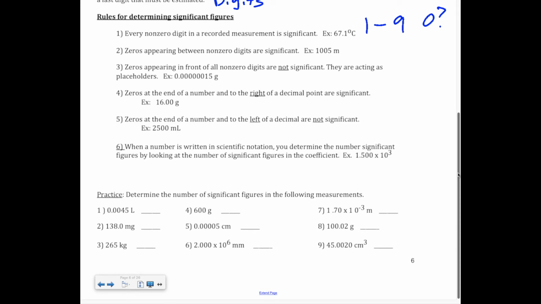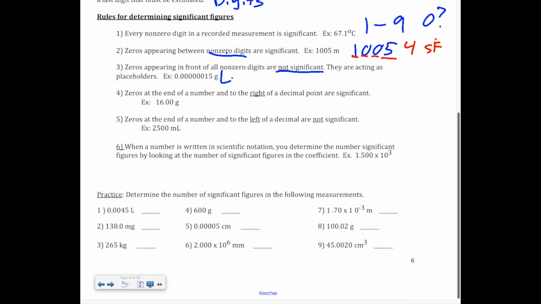For number 2, zeros appearing between non-zero digits are significant. So 1005 has a significant digit here and here. Okay. So since these zeros are in between, then those are significant as well. This one has 4 sig figs, SF. Okay, 4 sig figs.